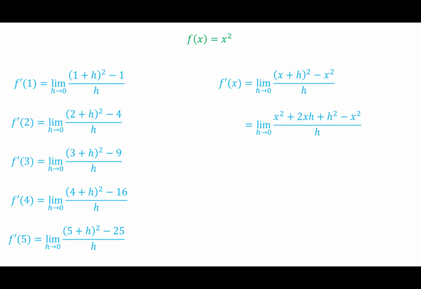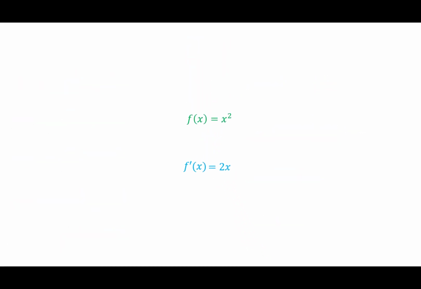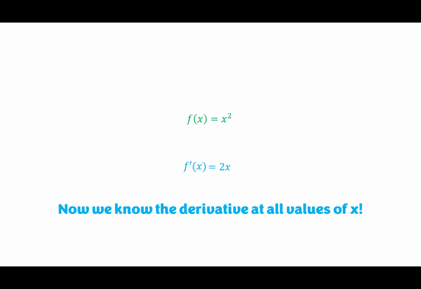Well, if I multiply that top out and simplify the numerator a little bit, those x squareds disappear, and we can factor out that h. And that limit turns into the limit of 2x plus h as h approaches 0, which turns into 2x. Now this is really cool. We know the derivative of x squared at all values of x.